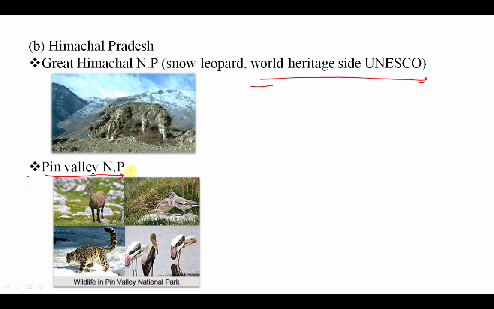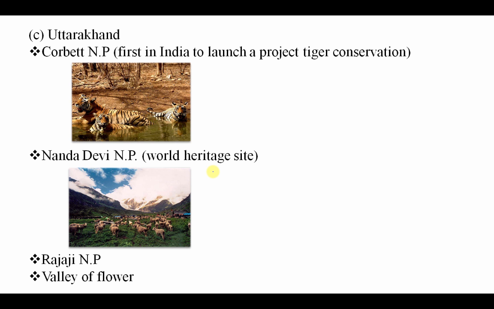Second is the Pin Valley National Park. Firstly, you need to understand that there are two valley national parks. First, the Pin Valley, which is in Himachal Pradesh, and another is Silent Valley. You don't need to confuse these two national parks. Silent Valley is in Kerala. So Pin Valley National Park is in Himachal Pradesh, and Silent Valley is in Kerala. So these are the two important ones from Himachal Pradesh.